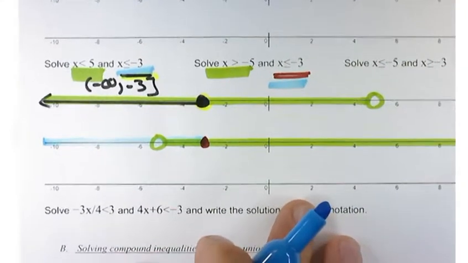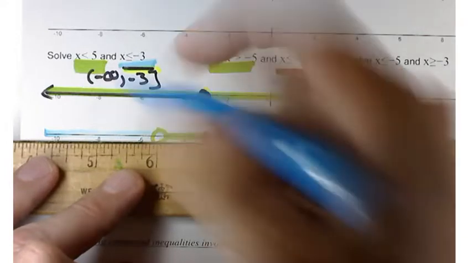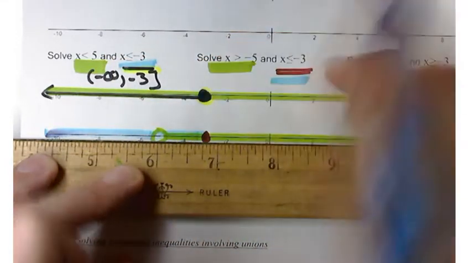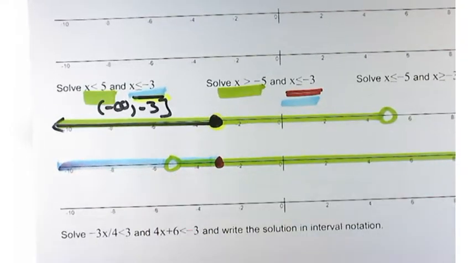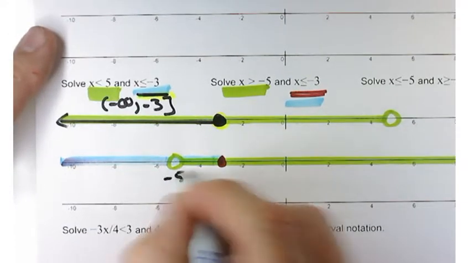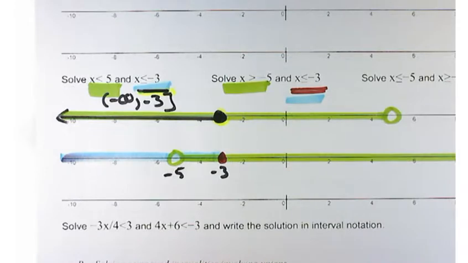We're looking for the intersection. Where do these things overlap? Actually, everything between these two, right? So between -5 and -3. Everything between these is where these things overlap.